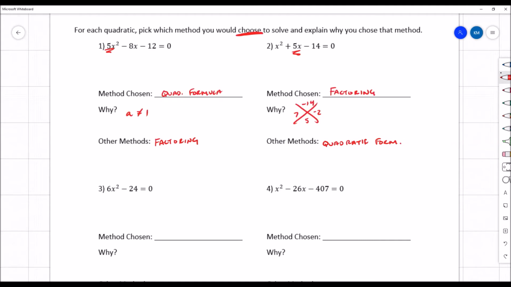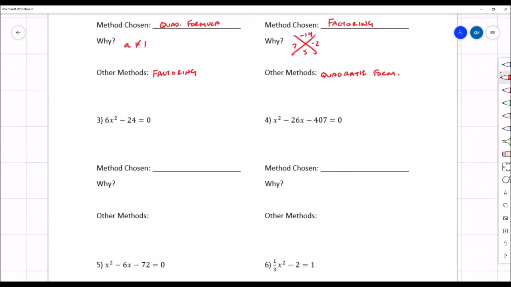Number 3, 6x squared minus 24 equals 0. As you look at the equation there, you should notice, hey, there's no b value. And so since there's no b value, I'm probably going to say to solve by using square roots. The b is 0.